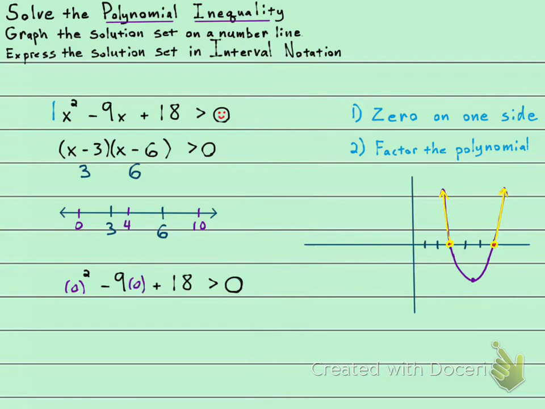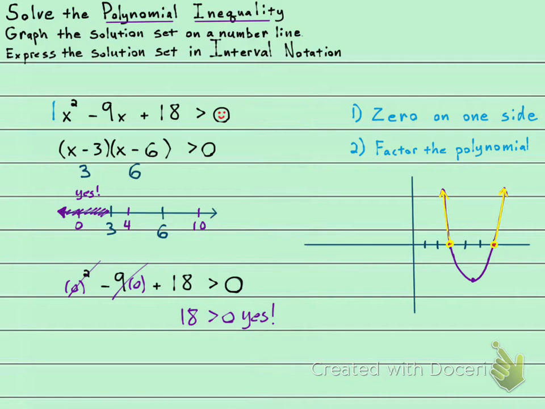Let's see if this gives me something that's true, that's part of my solution. 0 squared is 0. Minus 9 times 0 is 0. So I get 18. Is 18 greater than 0? And the answer is yes. So I'm going to put a yes here where the 0 is. And everything in this interval is going to be part of my solution.